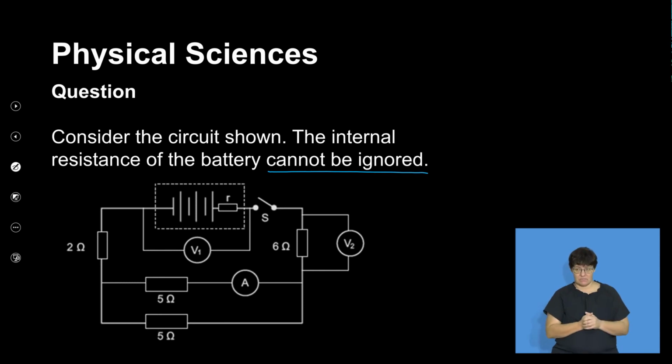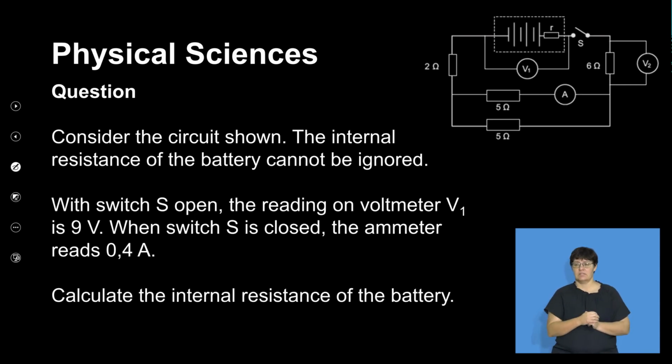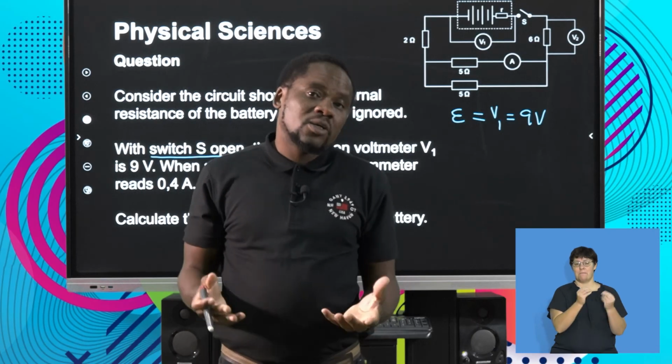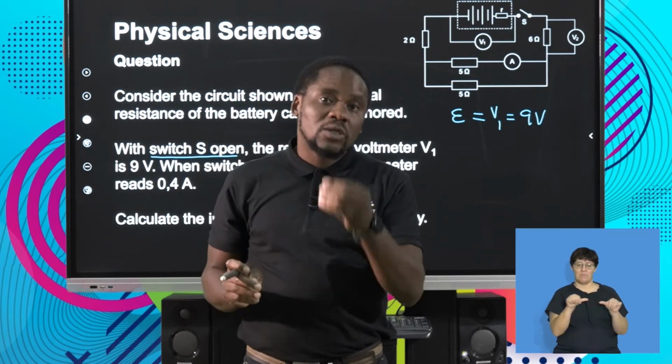If we look at it, it says with the switch open, and you can realize that even in the given circuit, the switch is open, right? The reading on V1 is 9 volts, right? What is this reading of V1? With an open switch, what does V1 actually measure? V1 equals 9 volts. What does that tell us? It tells us that E equals what? V1, which equals 9 volts, right? So with the switch open, the potential difference across the ends of the battery actually gives us the EMF reading. So V1 measures EMF with the switch open, right?